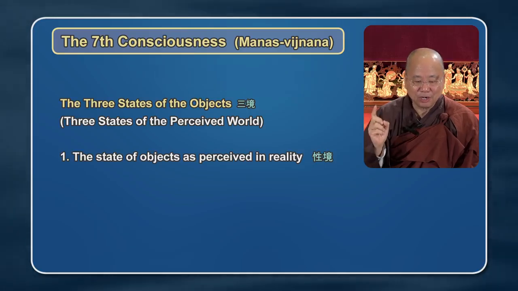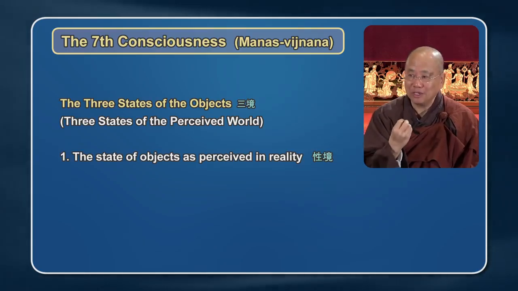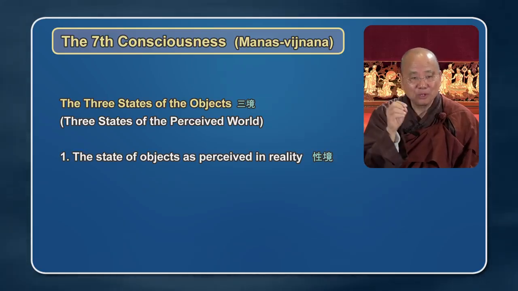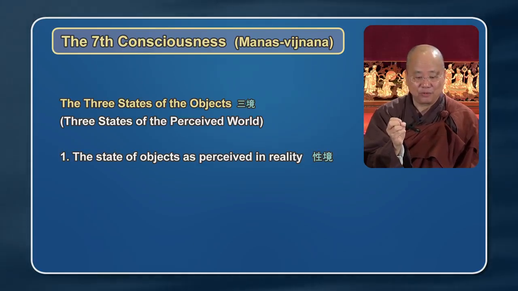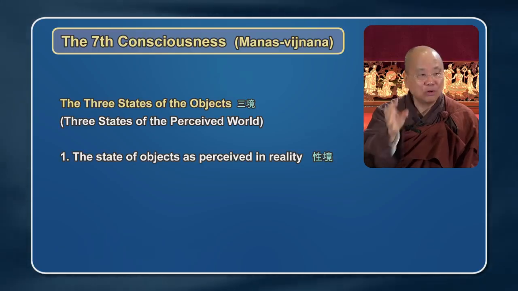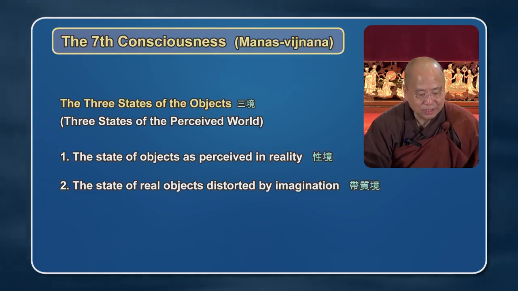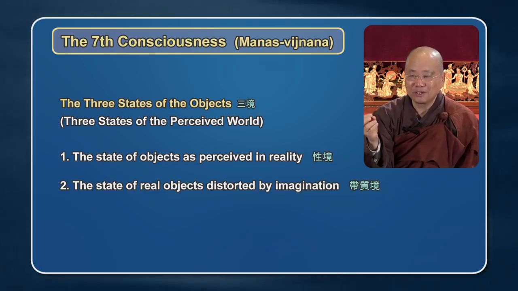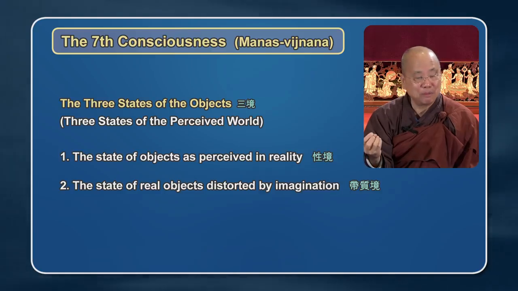The first state, the state of objects as perceived in reality, is like your eyes, your ears, your nose, your tongue tasting actual real objects, right? Your tongue tastes food, your eyes see materials, your ears listen to sound. All these are real objects as perceived in reality. That's the first state. The second one is the state of real objects distorted by imagination. They are real objects, but somehow your externalities have been distorted by your imagination.